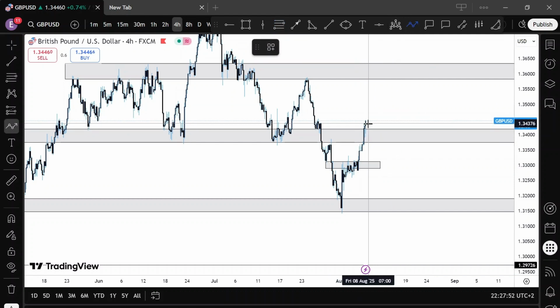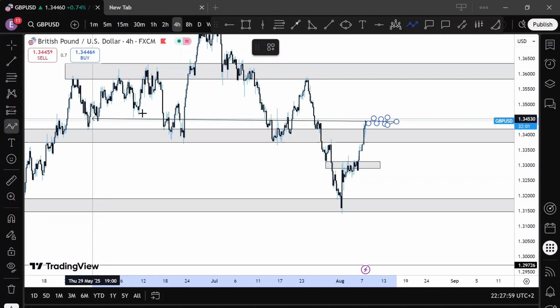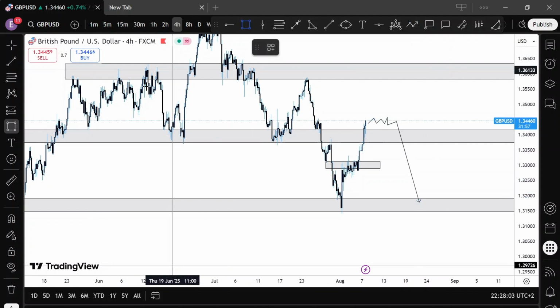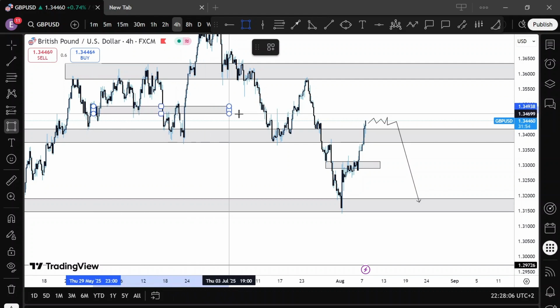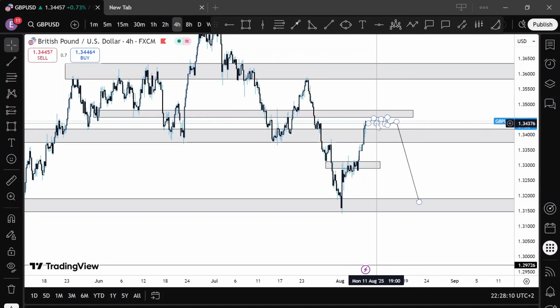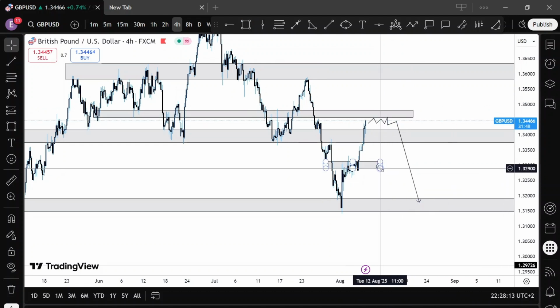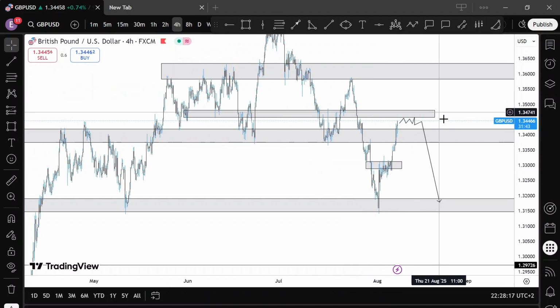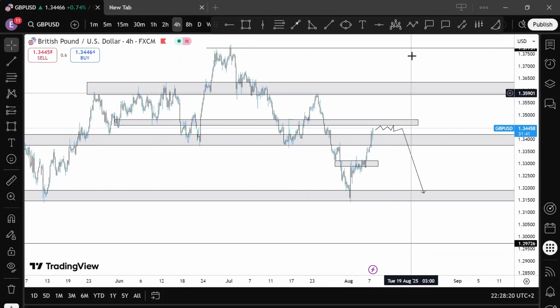Although market is ending already, so I need to see some kind of pattern to show that price is rejecting towards this region to continue to the downside. And we've seen price reject here, so it's possible to anticipate price to come into this region and continue to the downside. Let's see if that happens.